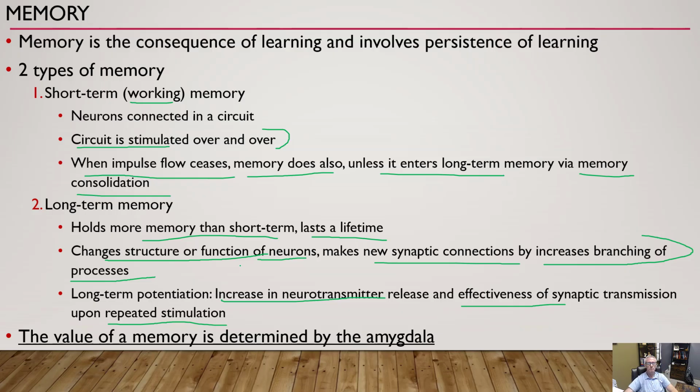All right, so also the value of a memory is determined by the structure in the brain called the amygdala. Now, the amygdala is a structure that really hasn't changed over time. It really hasn't evolved.